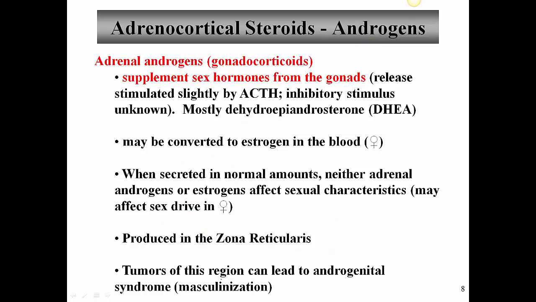There can be a problem, though, when there's a tumor of this region of the adrenal gland. This can lead to something called androgenital syndrome. This is masculinization. So in women that have increased levels of DHEA, this can cause some male traits to appear, for example, increased hair growth, perhaps deepening of the voice, redistribution of fat, and those sort of things. So this is called a masculinization syndrome, and this can result from tumors in this region of the adrenal cortex.